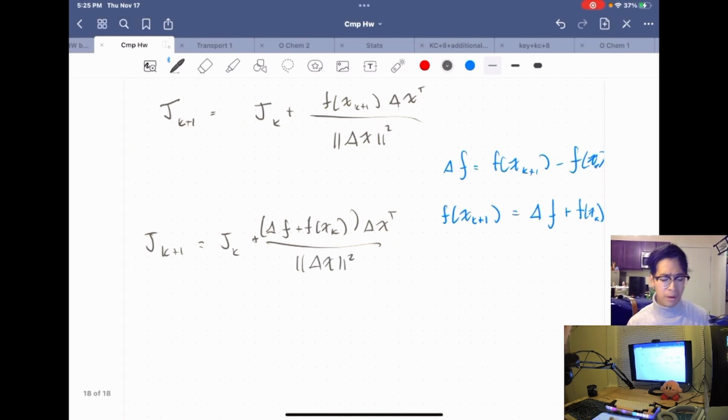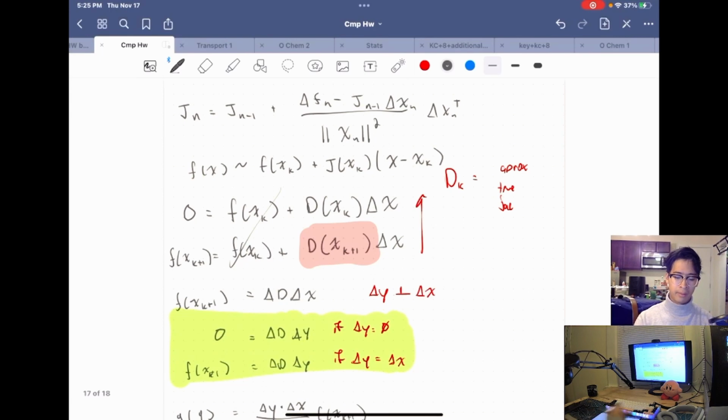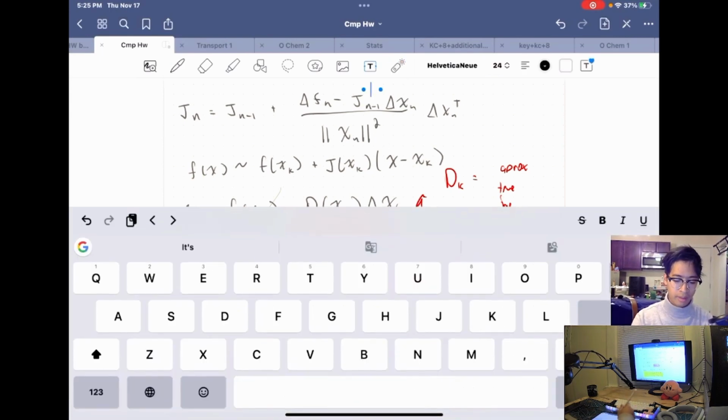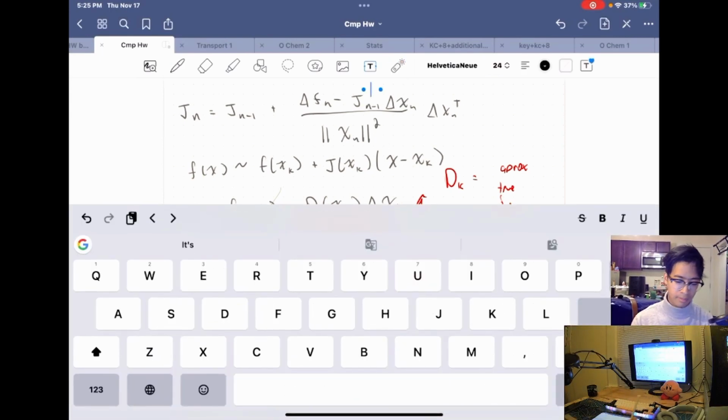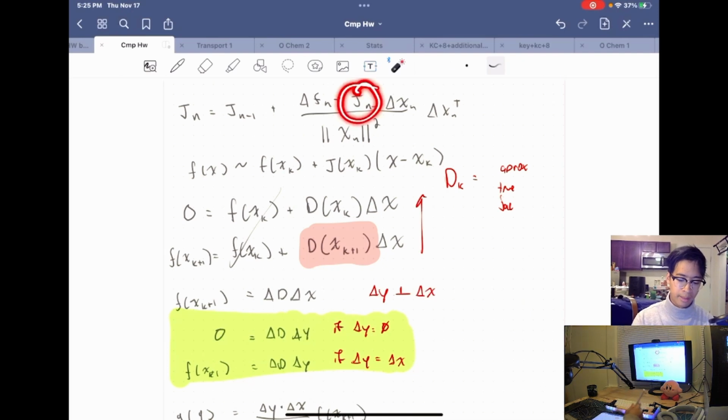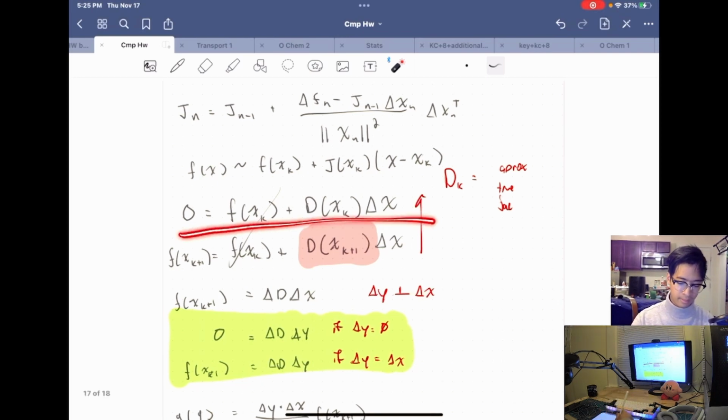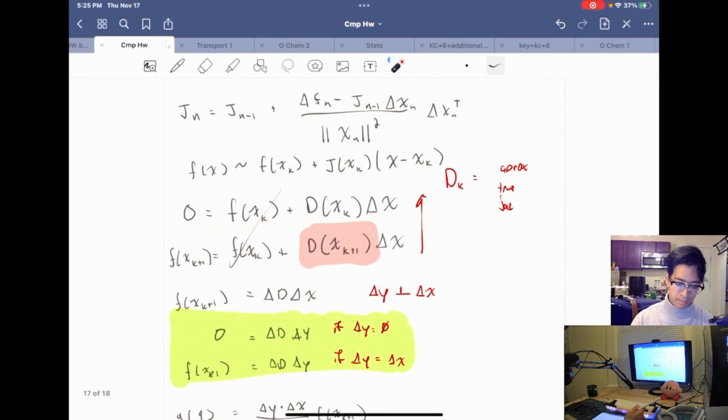So not quite right. Doesn't look quite right. We're missing this Jacobian. Oops. We're missing this Jacobian here. And how do we get that? We go back to the idea of linearization, right? With the idea of linearization, we have this idea right here. That's what I'm looking for.